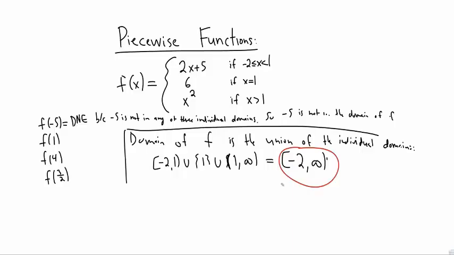How about f of 1? Well, 1 is in the domain for the second formula. So we get 6. F of 4: 4 is in the domain for the third formula. So the output is 4 squared, or 16. And let's do minus 3 halves. Minus 3 halves is in the domain for the first formula. And when we plug it into 2x plus 5, we get out positive 2.